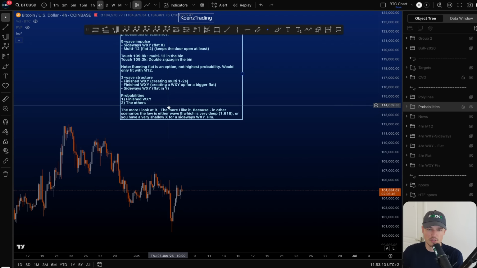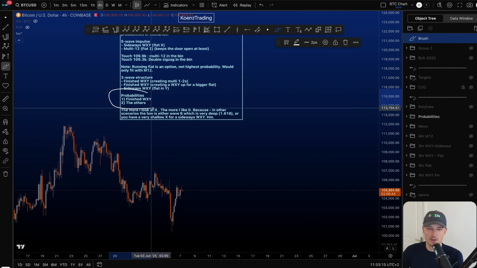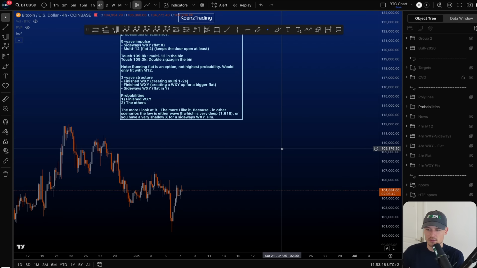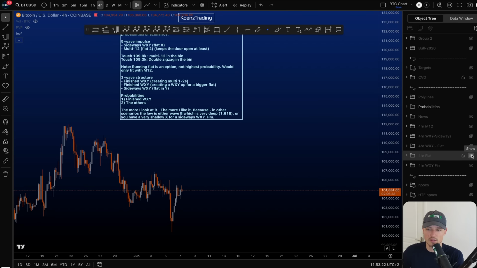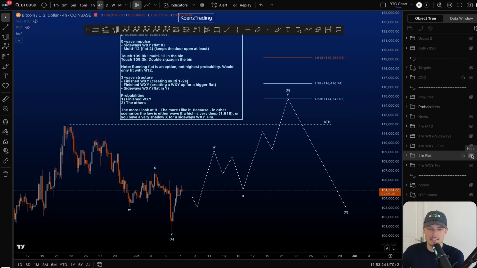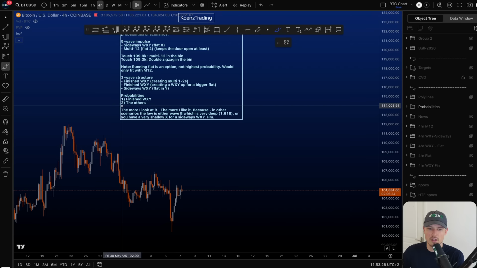Basically, except the multi-1-2. Now, probabilities, on the number one spot, I actually put a finished WXY, which is in your most bullish scenario something to keep in mind, as well as the flat. And that is because of the structure. And on the number 2 spot, I put the others. Arguably, the multi-1-2 goes on the number 3, but you know.